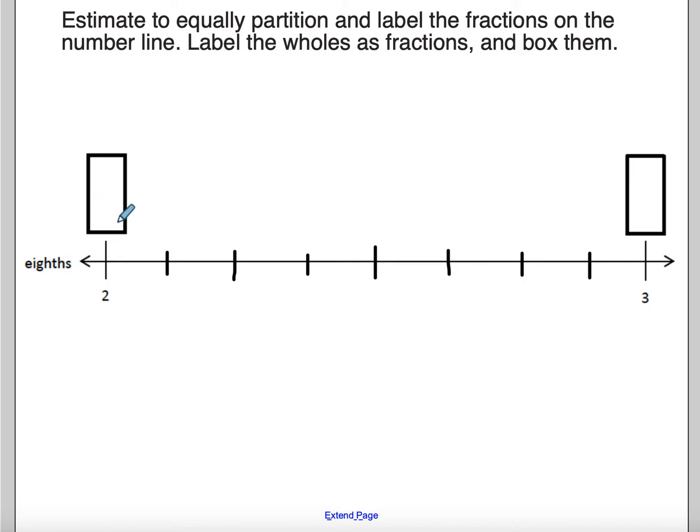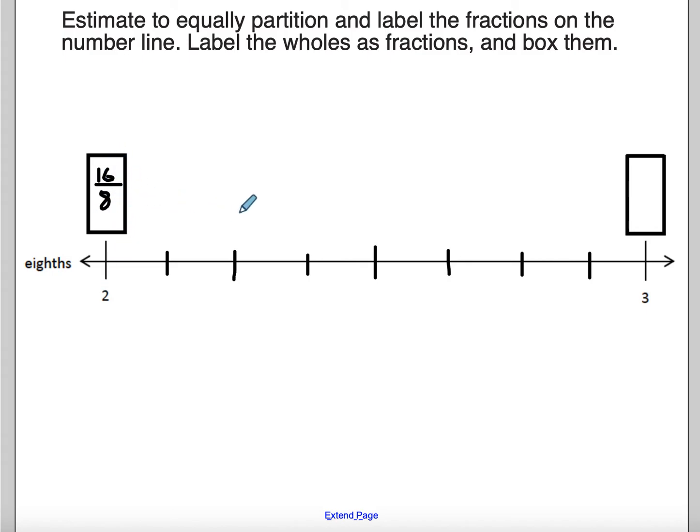Well, I know that 1 whole is 8/8. So 2 wholes is going to be double that amount. So it's going to be 16 because double 8 is 16. So 16/8 is 2 wholes. Also 16 divided by 8 is 2, so I know I'm correct.